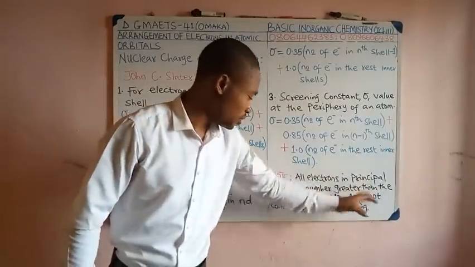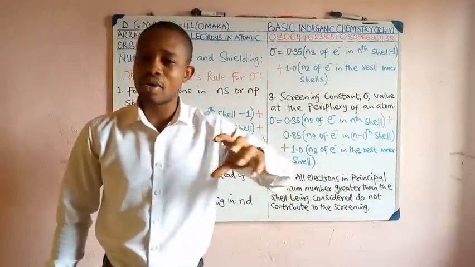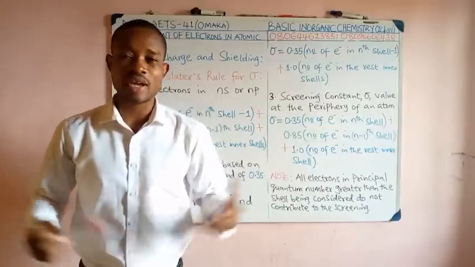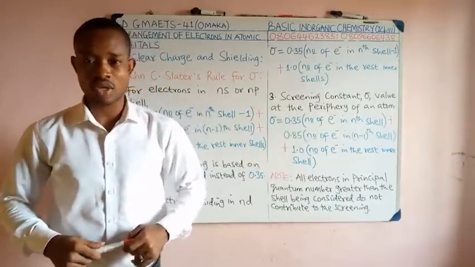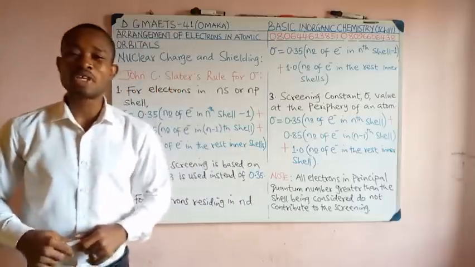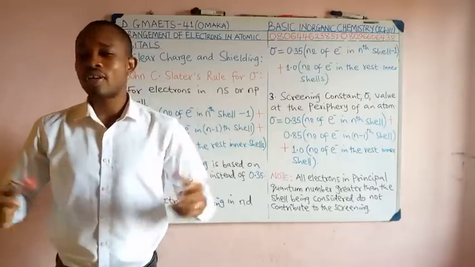Alright, you can go through the note here. I explained that already. Electrons in a higher principal quantum number above the one that your question is based on do not contribute anything to the screening. Hence, you don't use those electrons in your calculation. I think it is time now we apply Slater's rule to obtain the screening as well as the effective nuclear charge offered by an electron in an atom.